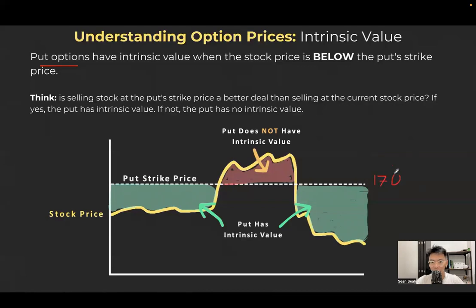170 put. Now, a 170 put, remember the intrinsic value of the put? It gives us the right to sell the shares. We are allowed to sell the shares at 170 at any time from now until the expiry date.